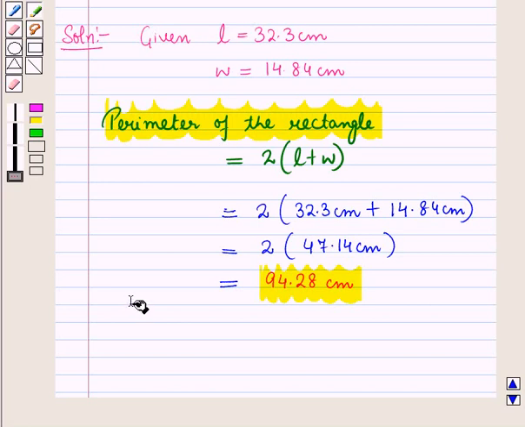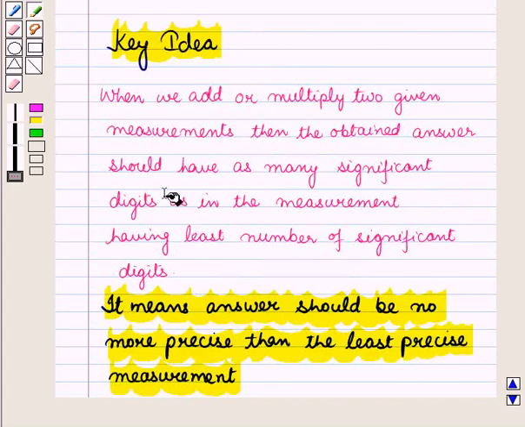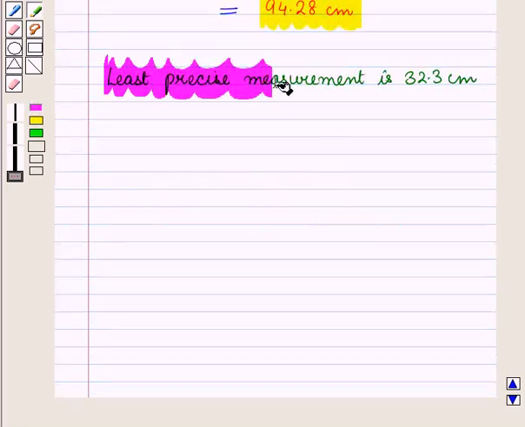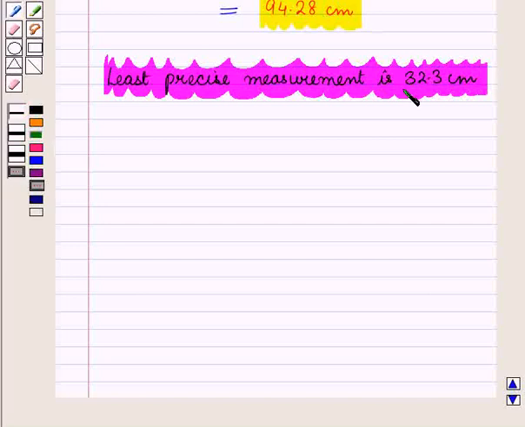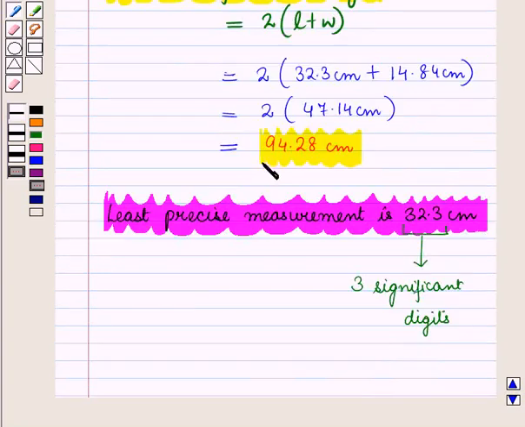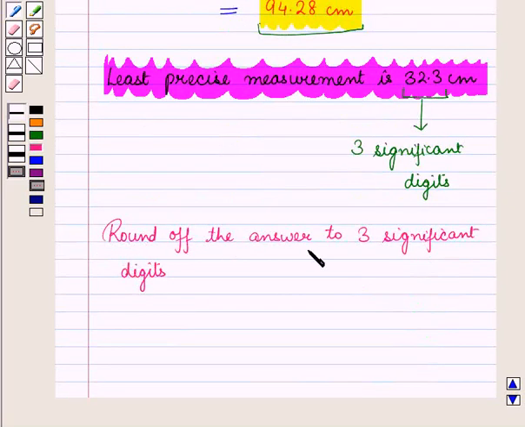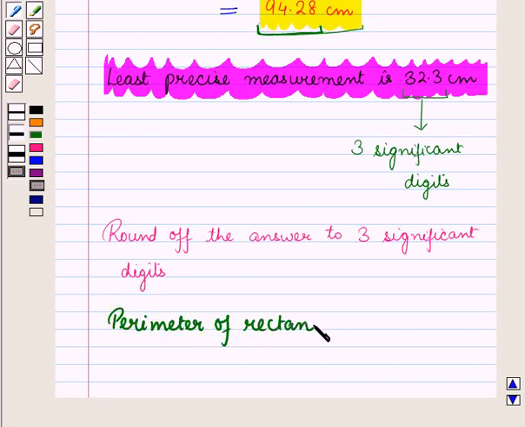Now we have to write the answer using the correct number of significant digits. Using the result given to us in the key idea, we see that the least precise measurement is 32.3 cm and it has only 3 significant digits. So our answer should also contain only 3 significant digits. So we round off the answer to 3 significant digits. So the perimeter of the rectangle is equal to 94.3 cm.